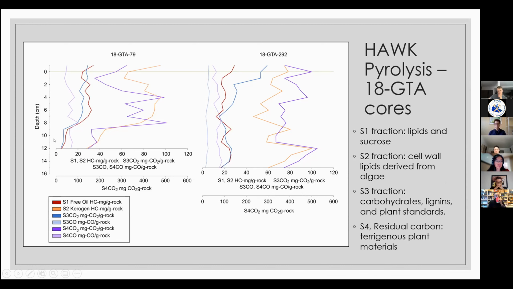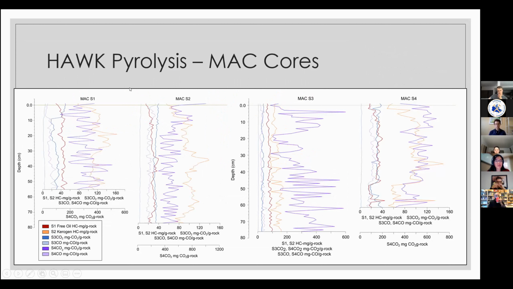For example, at the bottom of 18GT79, down here, there's a low amount of organic matter overall. And these are the results for the Mache cores, which is a little bit messy. But I found for Mache S4, for example, there's also a dip right here, which is reflected in all of the signals, which implies that there's a drop in organic matter at this time interval as well.